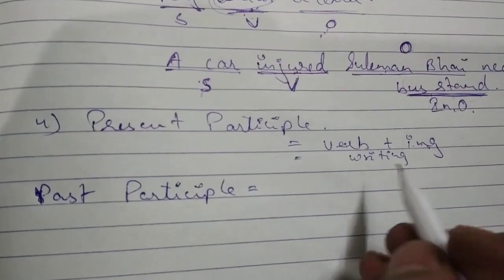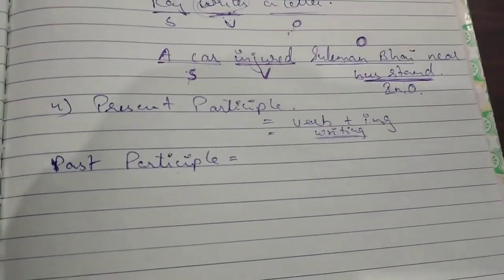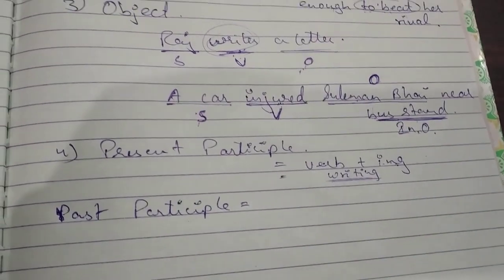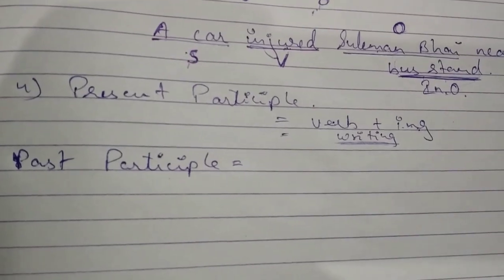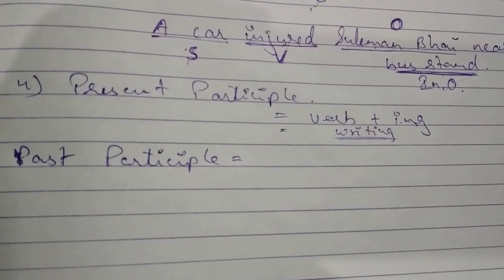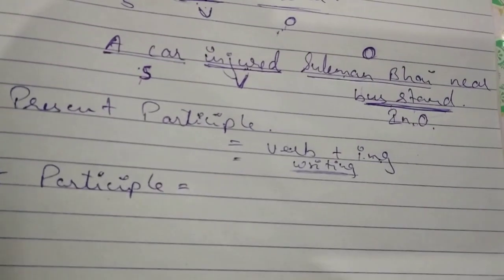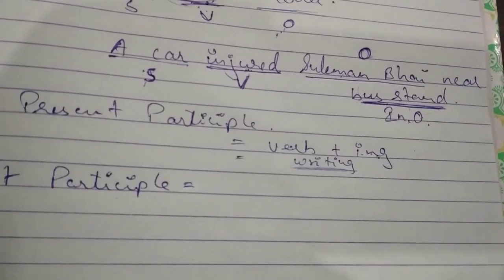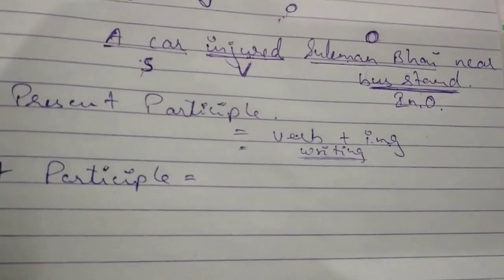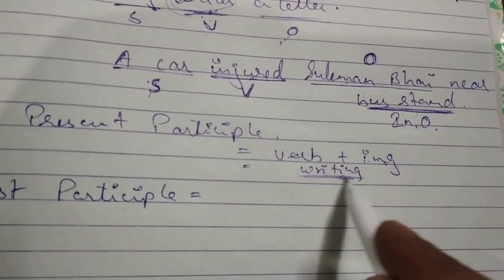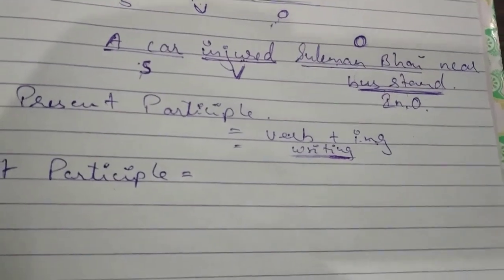Now, when the ing form of verb is used, you have to remember: whenever you have to show that an action is going on, मतलब action हो रहा है, चल रहा है, you have to put the verb in ing form. Clear? Example, I am writing.